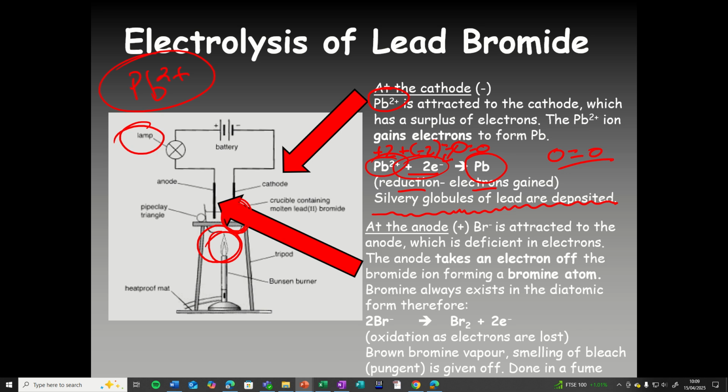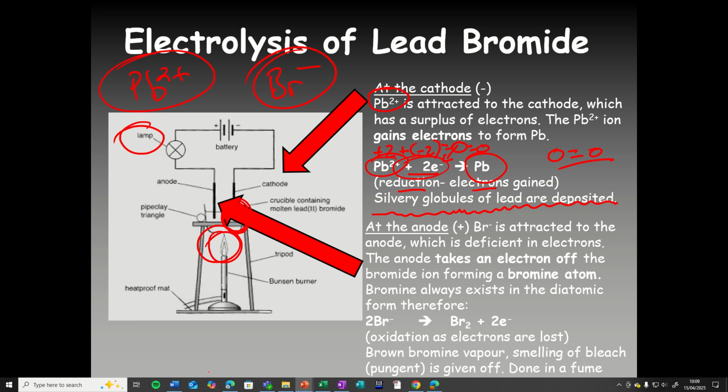Right, let's have a look at what happens at the anode. So at the anode, we said earlier, lead bromide was made up of lead 2+ ions and bromide ions. So at the anode, we're going to have bromide ions. And what are bromide ions going to become? Well, they're going to become, as I said earlier, the element. And the element for bromide ions is bromine.